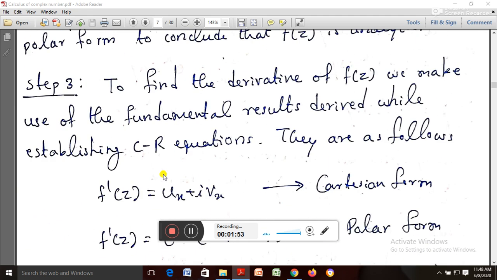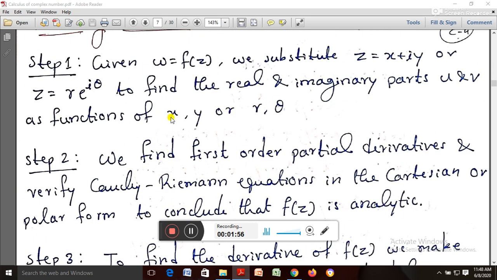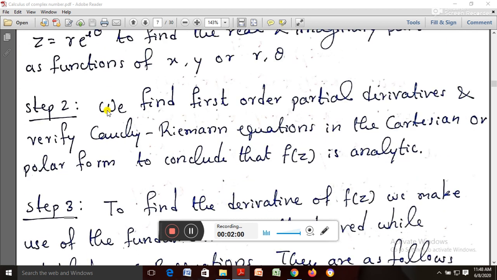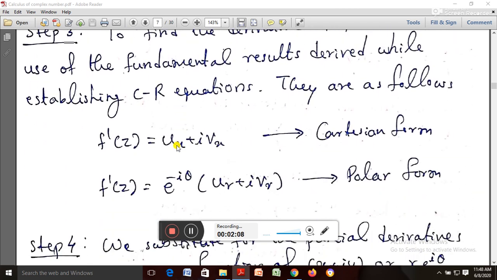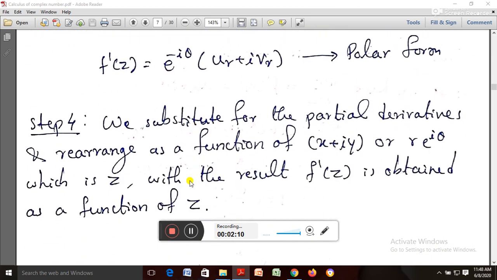The first step: the given function is w is equal to f of z, then put x plus iy or r into e raised to i theta. Second, find the partial derivatives, then check whether the CR equations are satisfied or not. Third, find the analytic function by using these two conditions. Fourth, make the RHS in terms of x plus iy or r into e raised to i theta, so that the value of this will be z. By using this we solve the example.